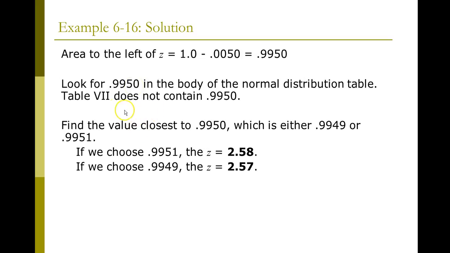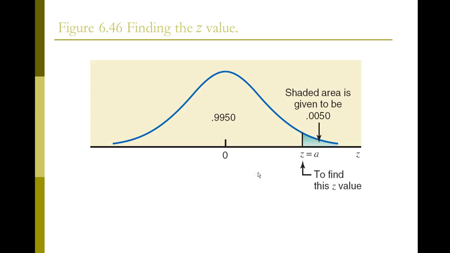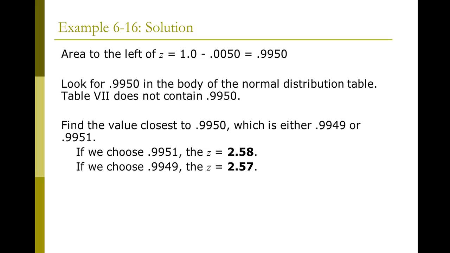They say that table 7 doesn't contain that number. So find the value closest to this number, which is either this one or this one. Do they show us the table? No, but you can look at the table yourself. So it's either this or this. If we choose this one, z will be that. If we choose this one, z will be this. So usually what they'll say is split the difference and say it's 2.575. So that would be 2.575, or you could choose one of these numbers.